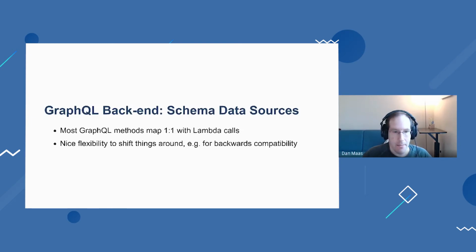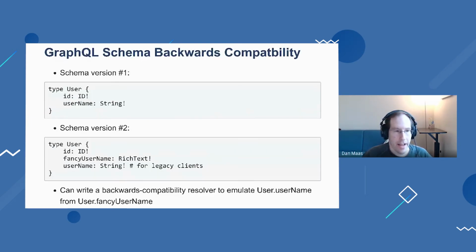So as an example of that, let's imagine we have that user object here where it's got an ID and a username, and then we make a version 2 of this where in our new client, we want the usernames to be able to have bold-faced text or emojis or something that we can't represent in a string. So we come up with a new version of the username called fancy username that is some sort of advanced rich text object. But we still need to support legacy clients that expect to see that plain old username string. So we include both of those in the GraphQL schema.